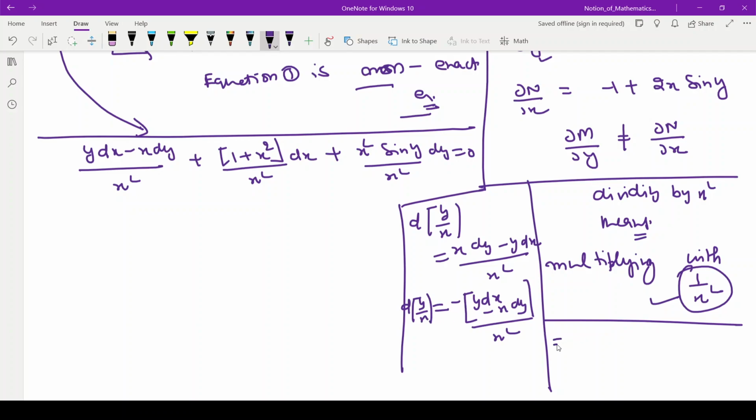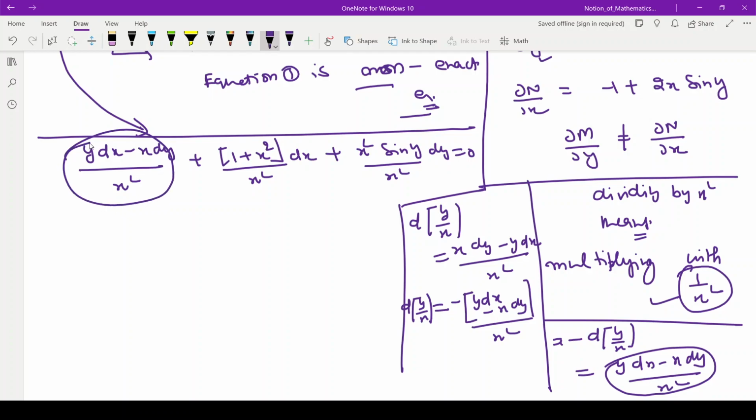So it can be written like minus of d of (y by x) is (y dx minus x dy) upon x square. So what you can observe here, this whole term is actually equal to minus d of (y by x). So I can replace it here with minus d of (y by x). So it is just in an exact form, d of something, and plus (1 upon x square plus 1) dx, plus sine y dy is equal to 0. So now we are free to integrate this whole equation.